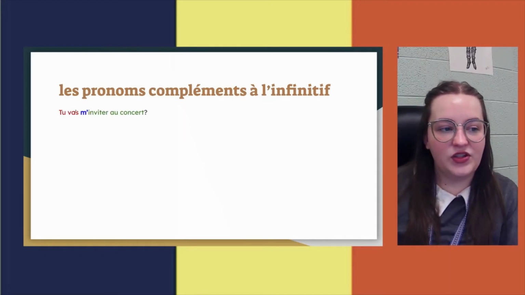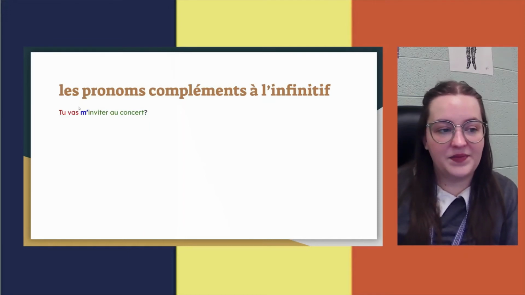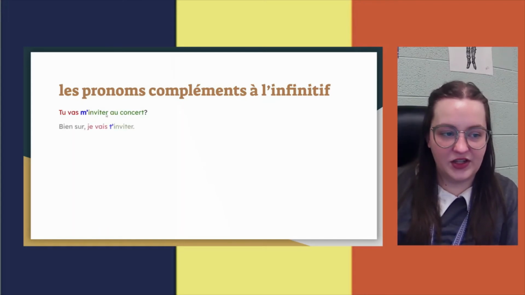Okay, so we've got tu vas, you are going. Inviter is our infinitive, to invite. And then we can see our object pronoun goes right in front of the infinitive. Okay, so it goes after this conjugated verb and it stays with the verb that it's actually the object of, right? So immediately before the verb, but after this conjugated one.